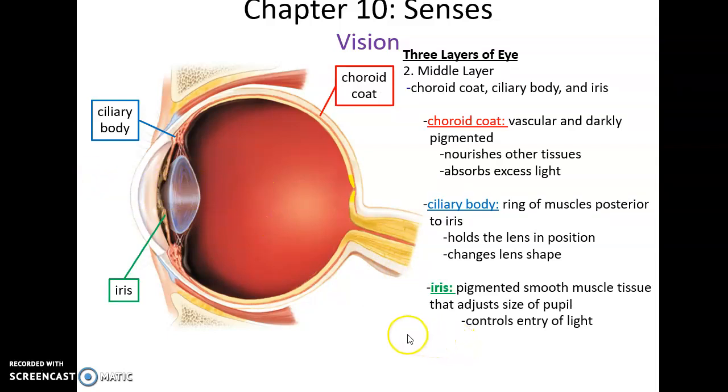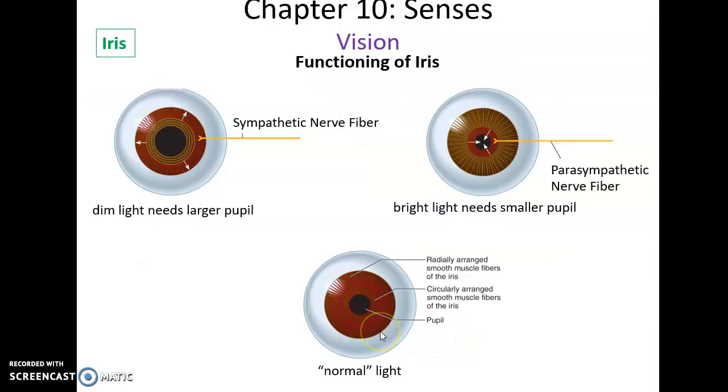So for dark conditions, the iris will dilate and allow a larger pupil, allowing more light to enter the eyeball. If we're in bright light, the iris will constrict, making the pupil smaller, so less light gets in. And somewhere in the middle is when we're at quote unquote normal light levels. Also worth noting, the iris is the part of the eye that has the color. When someone says you have brown eyes or blue eyes, that's what they're talking about, the color of the iris.